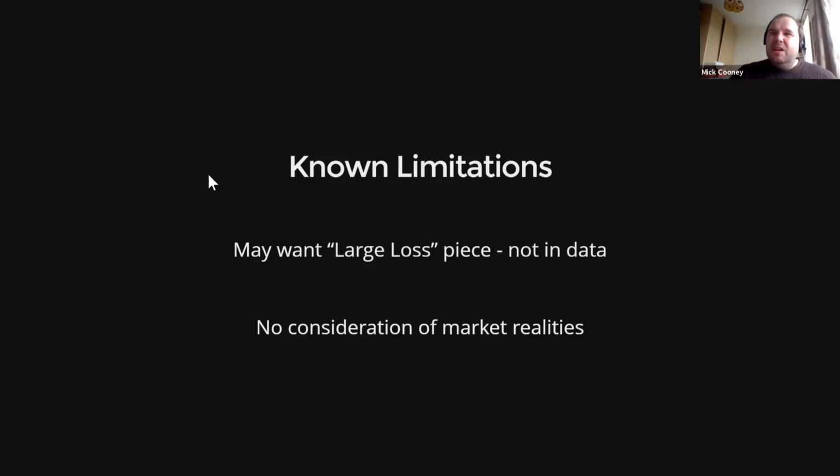But we're not going to do that because large losses aren't really in this data. And also the big one here is there's no real consideration of market realities. We're completely ignoring the fact that insurance is a competitive business. So I can't just quote a number and come up with a profit and then expect to get that business if I am 20 or 30 or 40% above everyone else in the market. All I'm really doing at that point is saying that I don't really want that business. And maybe I don't, because maybe it's too expensive, maybe I'm taking on too much risk and I'm not getting enough reward for it.